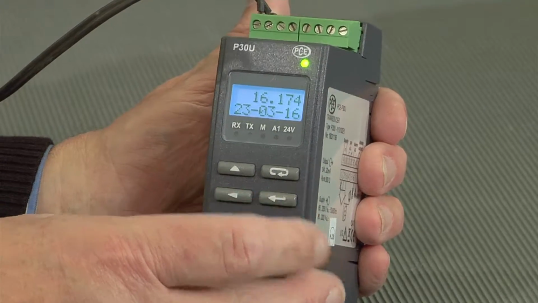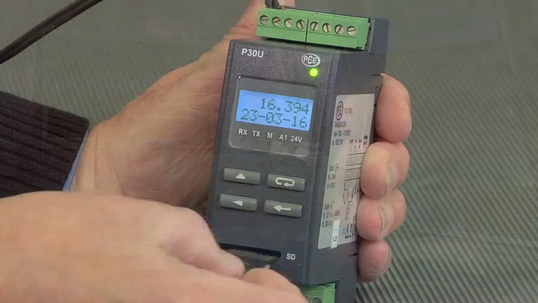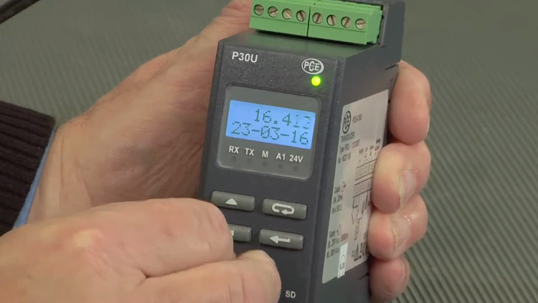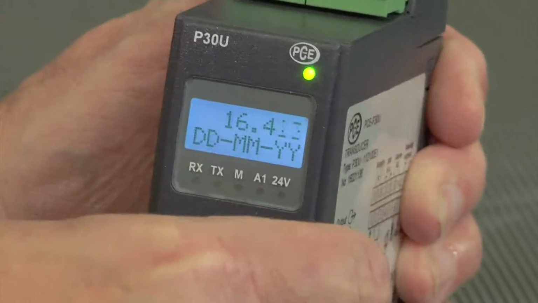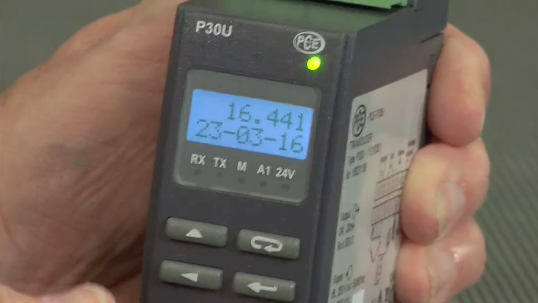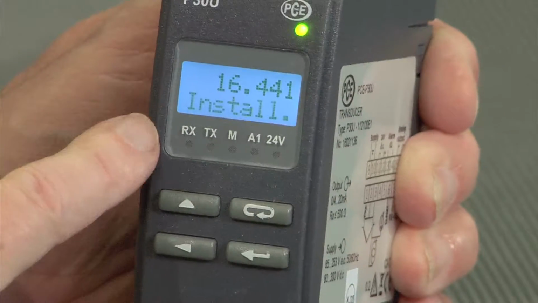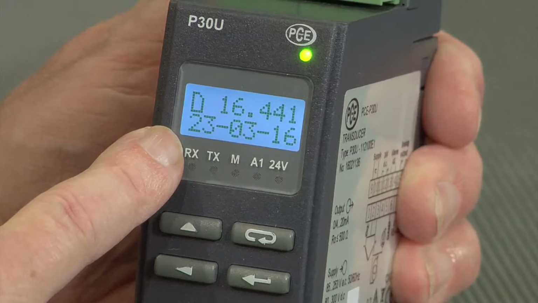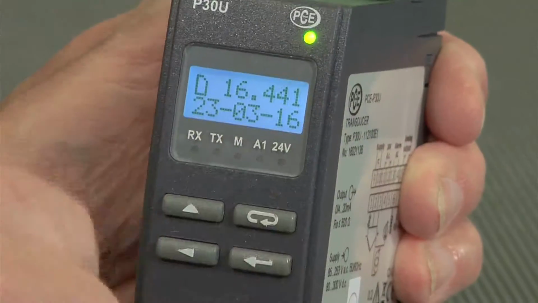When it has a relay out, the memory is an internal memory. I can also put an SD card into it, which it recognizes straight away. It has recognized it now. I can save up to 500,000 storage records on this card. That makes a lot of sense to me when I'm on site.